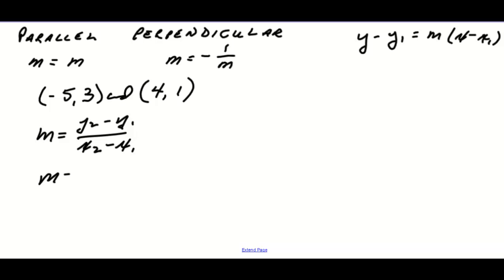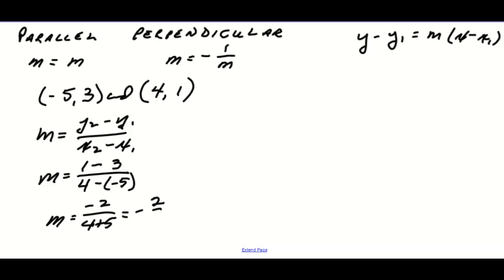Then our slope happens to be 1 minus 3 over 4 minus a negative 5. What we get then is negative 2 over 4 plus 5. And our slope happens to be negative 2/9. Whoa, that's kind of interesting. Now let's go ahead and plug that into the formula y equals mx plus b. Now, we can pick either one of the points, but I'm going to pick the second point simply because it has nothing but positive numbers.